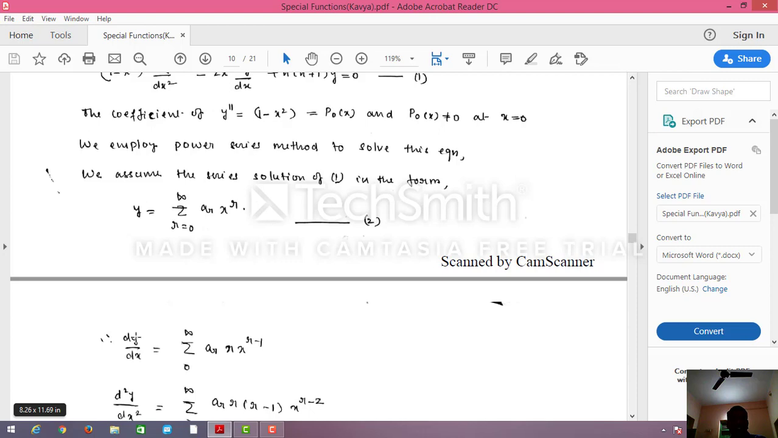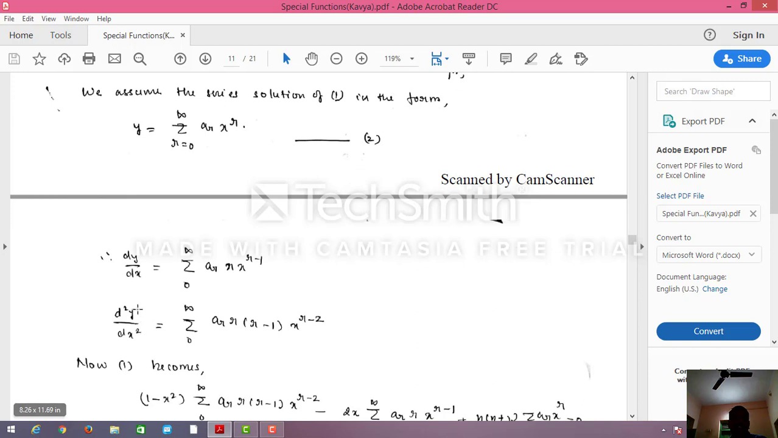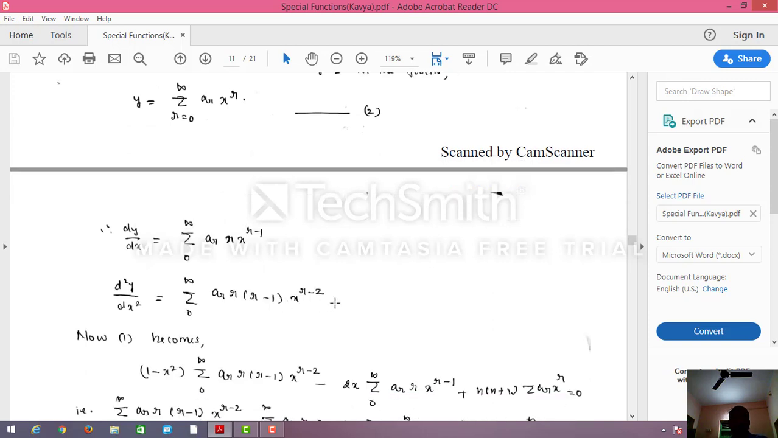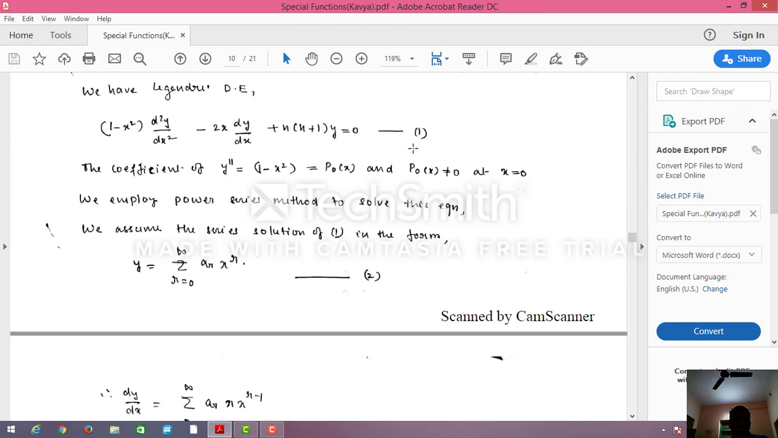Differentiation of y with respect to x, dy by dx equal to summation of r equal to 0 to infinity ar into r into x power r minus 1. Then differentiating dy by dx again with respect to x, I get d square y by dx square equal to summation of r equal to 0 to infinity ar into r into r minus 1 into x power r minus 2. Now I found dy by dx and d square y by dx square. I am going to substitute in equation 1.